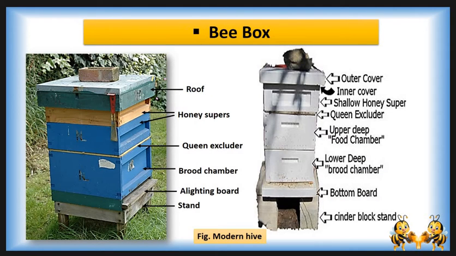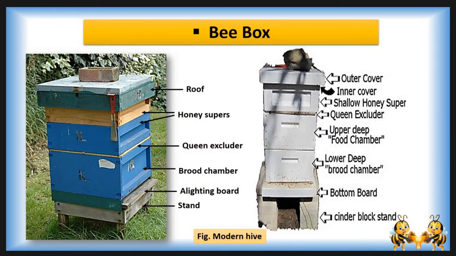Then the first is the bee box. This is a modern beehive. It was developed by Langstroth in 1851. It is commonly used by 75% of all the world beekeepers. It is suitable for a bee colony. It is made up of wood.